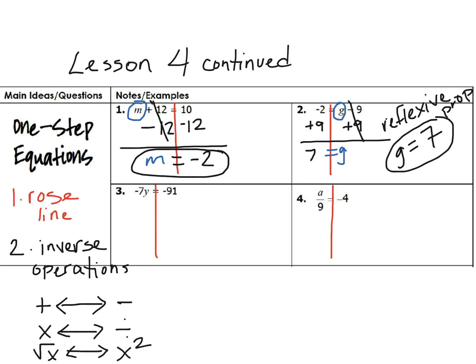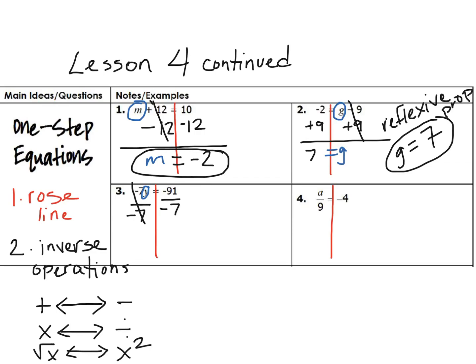Example number 3. I have negative 7y equals negative 91. The operation here with this y is actually multiplication because there's no operation showing in between the number and the variable, and we know by now that that represents multiplication. So the inverse of multiplying by negative 7 is dividing by negative 7. Negative 7 divided by negative 7 is 1.